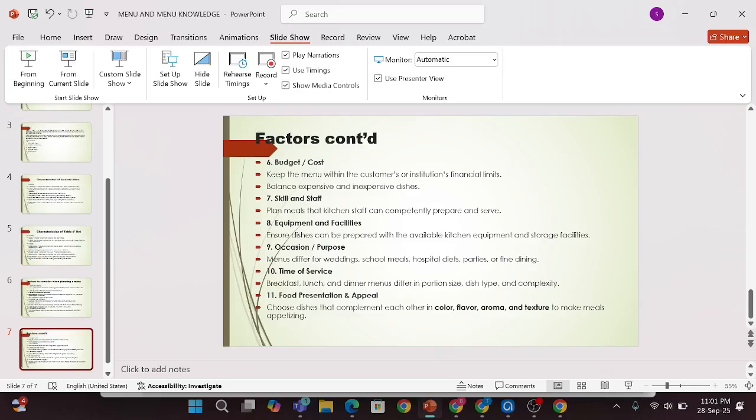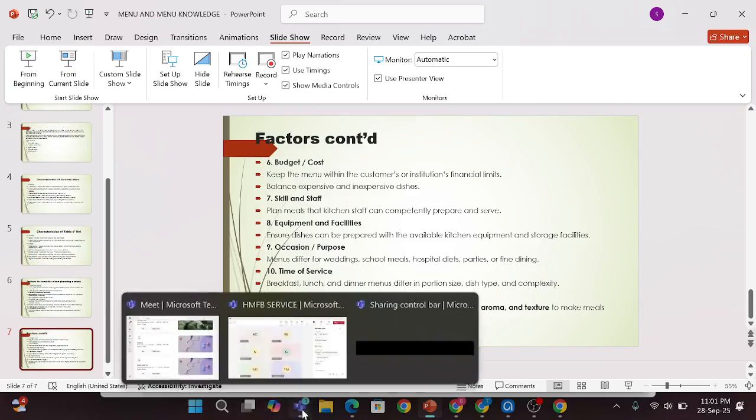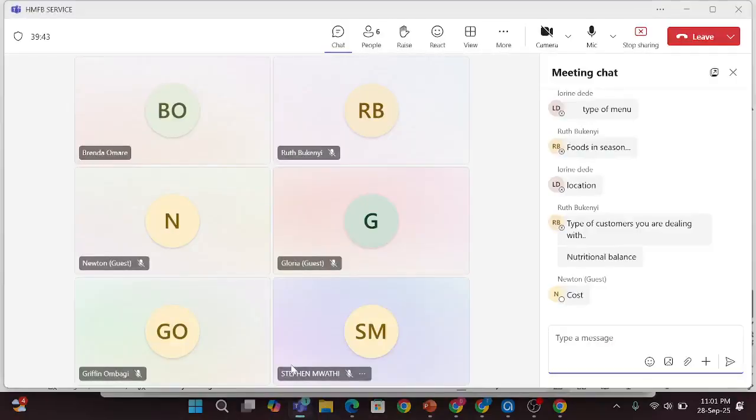Now, having learned that, I'd like to bring our lesson to the end. But before that, I'd like you to go and do this assignment. Check on the disadvantages and advantages of the menus, the a la carte and table d'hote. You go do a thorough research on that. Then in our next session, we will go through them.